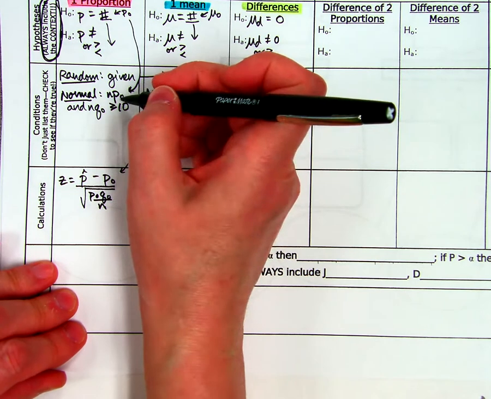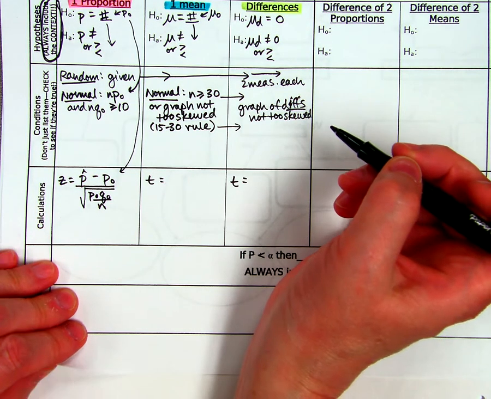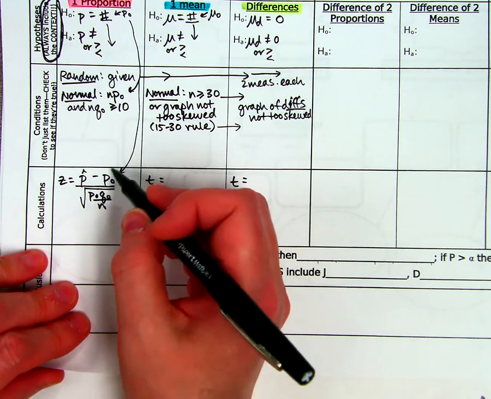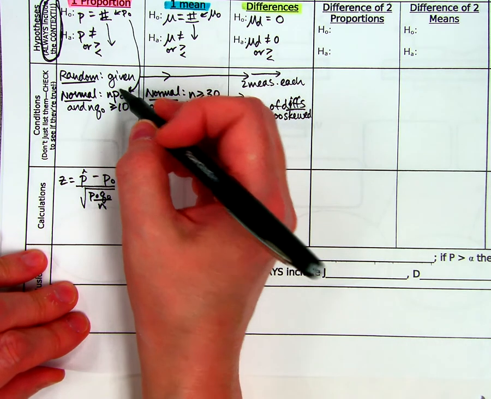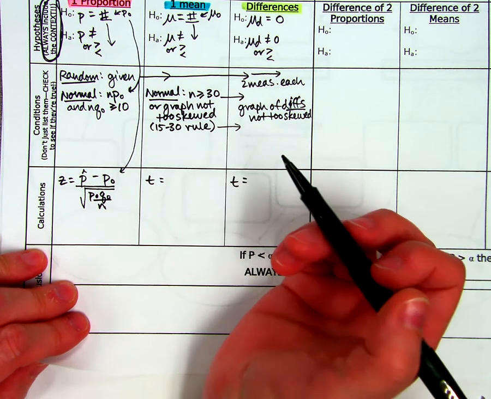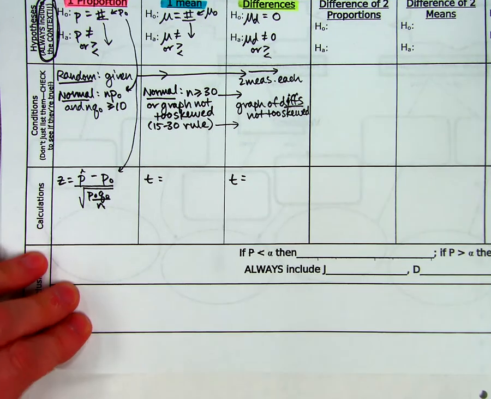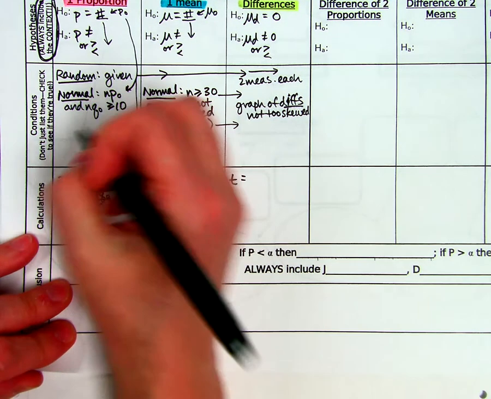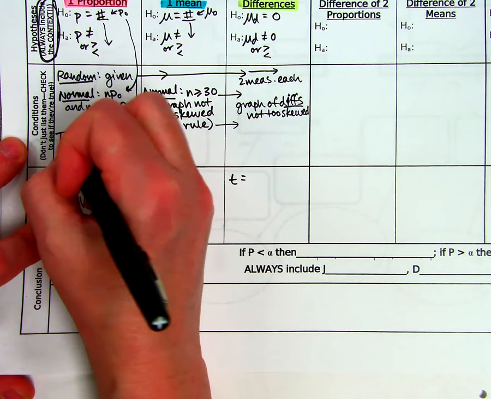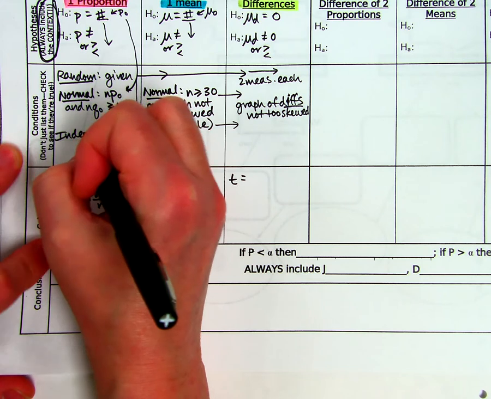Use it in the conditions. You know what? I skipped the first condition. Going back to it in a sec. So use that P0 value here and here if you know it. If you don't know it, that's because you're doing a confidence interval. We'll come back to those. And I forgot the independent condition. That's terrible. Doing it now.